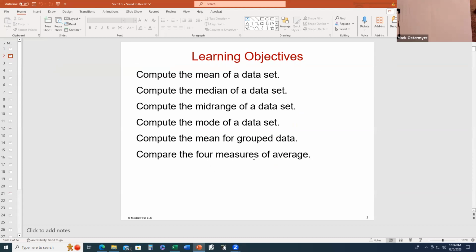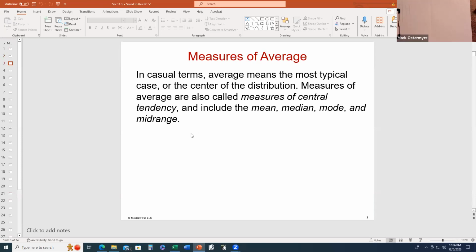Compare the four measures of average. Okay. The pros and cons of the measures of center of a data set. We'll look at that to summarize this section at the end here. All right.